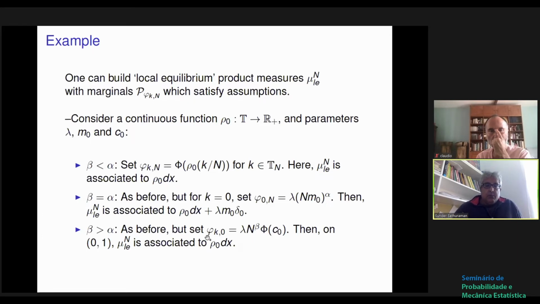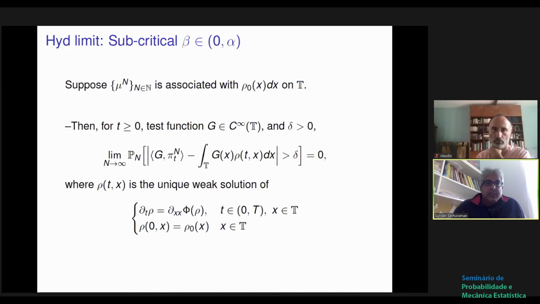Okay, so this should have been 0, n. Sorry, that's not k, it's 0, n. Sorry, that's a typo. Okay, so there are lots of measures which satisfy those conditions. These are some natural ones. So let's start with one of these initial distributions mu n, and let's say associated with rho naught.